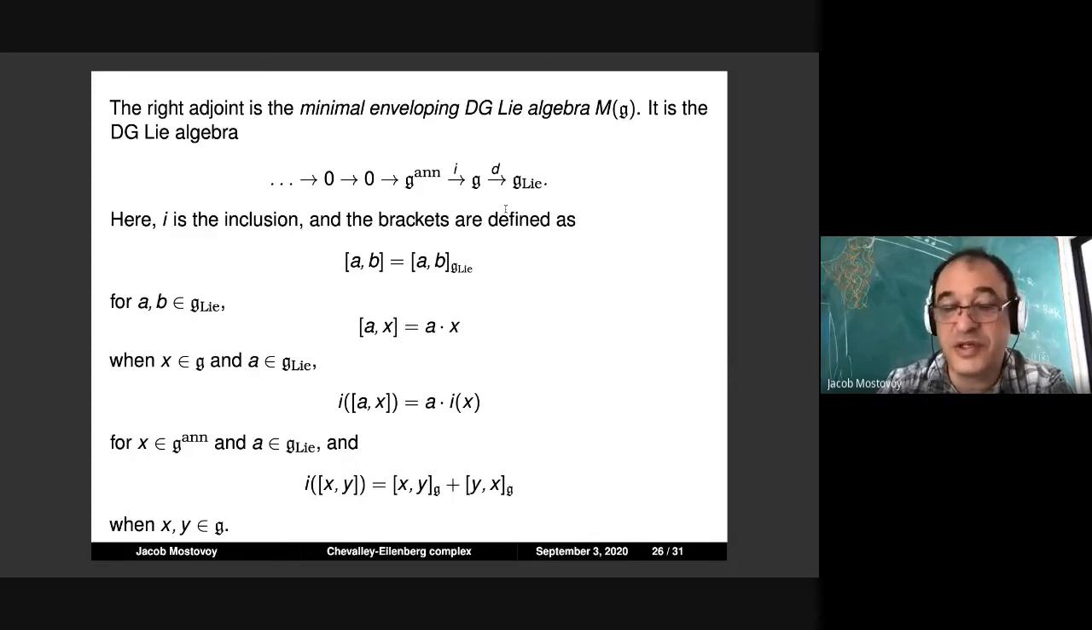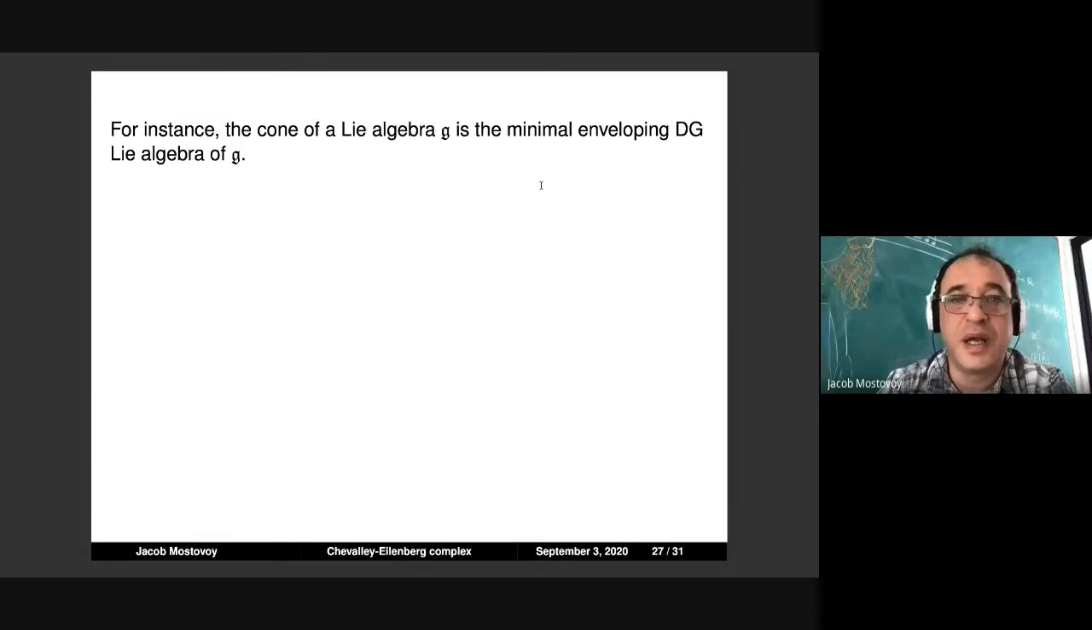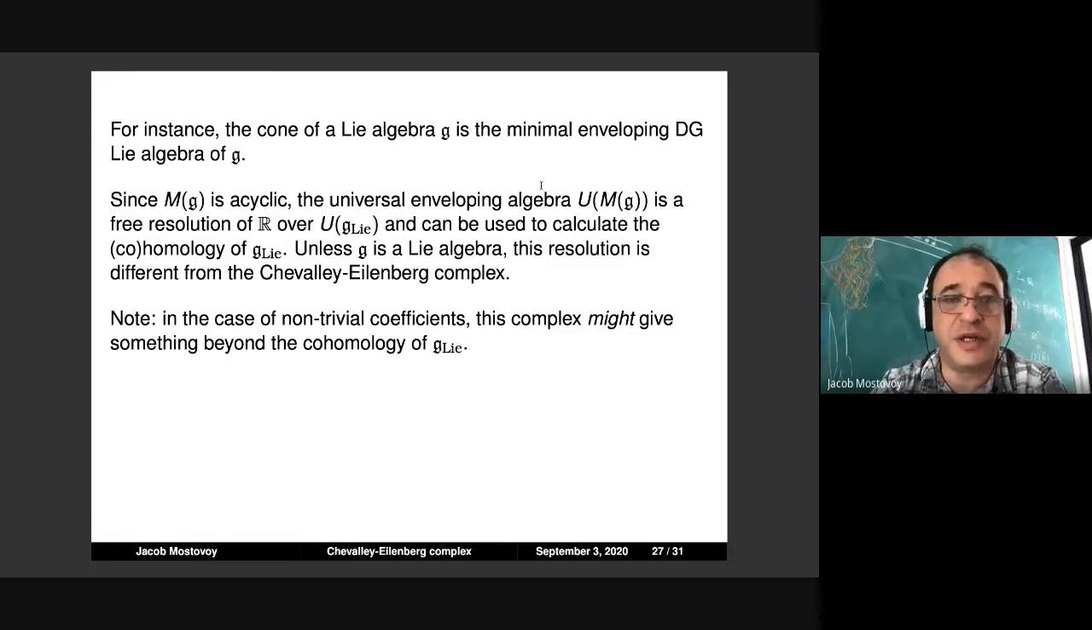So this is how you do it, and you get a DG algebra out of Leibniz algebras. So actually, Leibniz algebras are DG algebras of this form. There is nothing else to the Leibniz algebras really. And a cone of a Lie algebra is an example of such an enveloping DG Lie algebra. So we have an acyclic DG Lie algebra, and we can take its universal enveloping algebra. And well, this will not give us Leibniz homology though. It gives us another way to calculate the cohomology of the maximal Lie quotient.